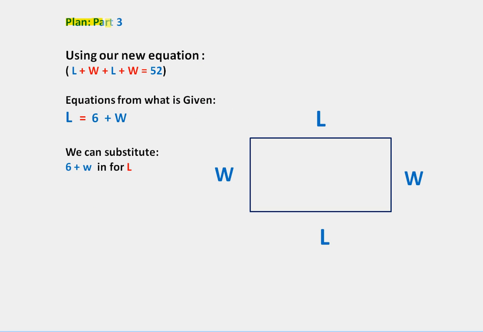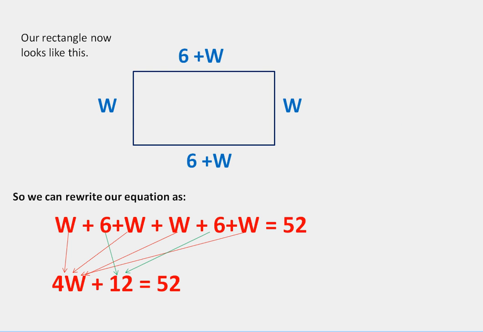So now part three of our plan. So using our new equation, which is this one, and what is given, which is this, which we got earlier, we can substitute 6 plus W in for L in our equation. For L, we can substitute in 6 plus W here and here. So now our rectangle looks like this here.